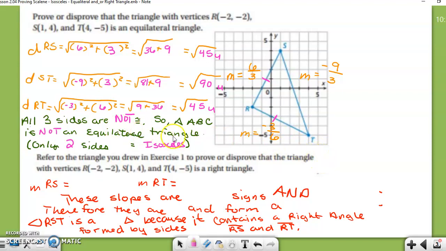It says now look at the triangle and let's prove or disprove that it is a right angle. So when I look at the slopes, when I'm looking at RS, it is 6/3. When I look at RT, it's a negative 3/6. Those are opposite signs. One's positive, one's negative, and they are reciprocals, meaning that they are flipped. Therefore, they are perpendicular and form a right angle.